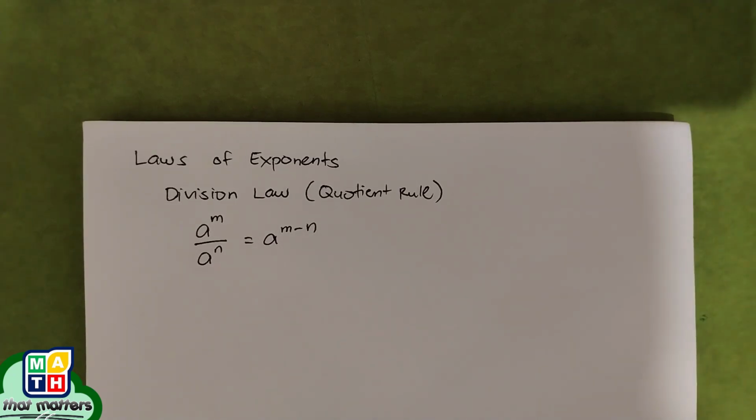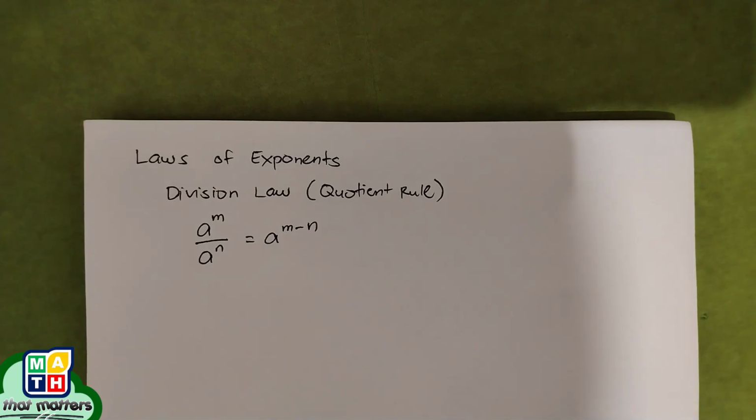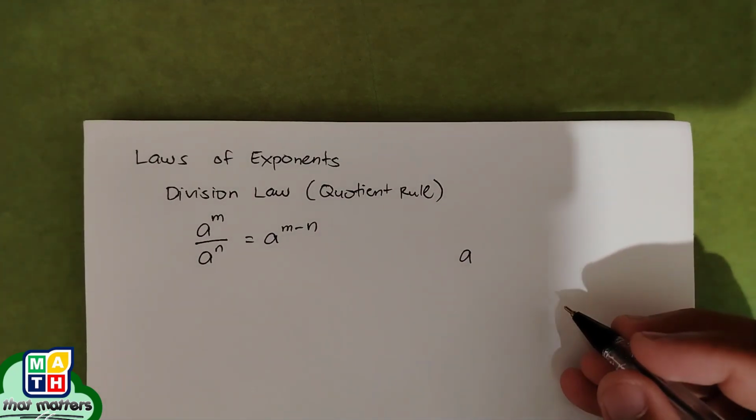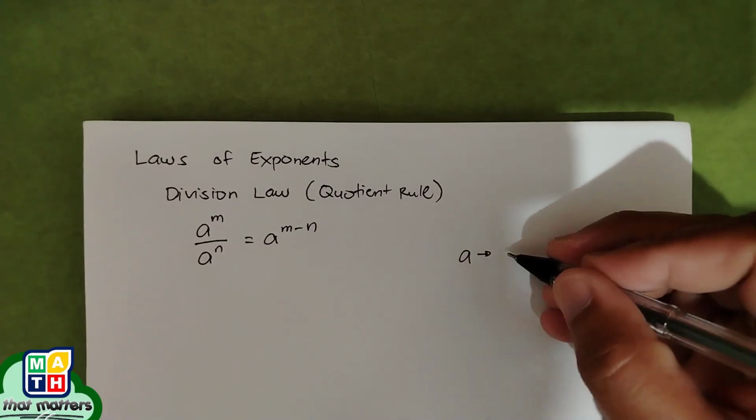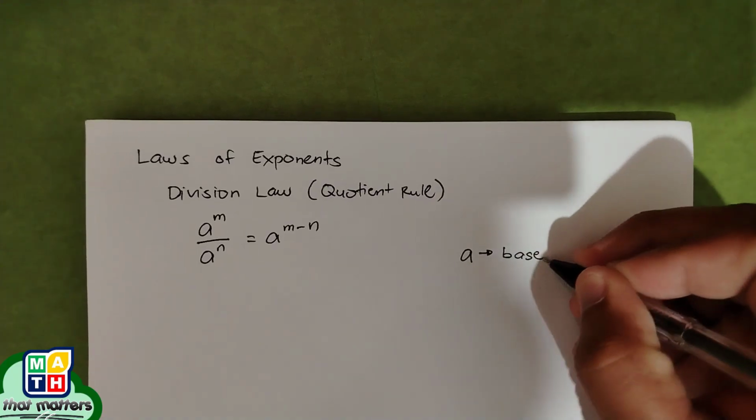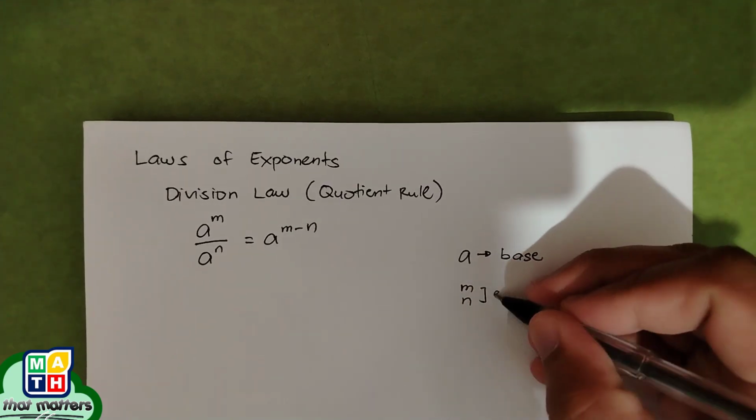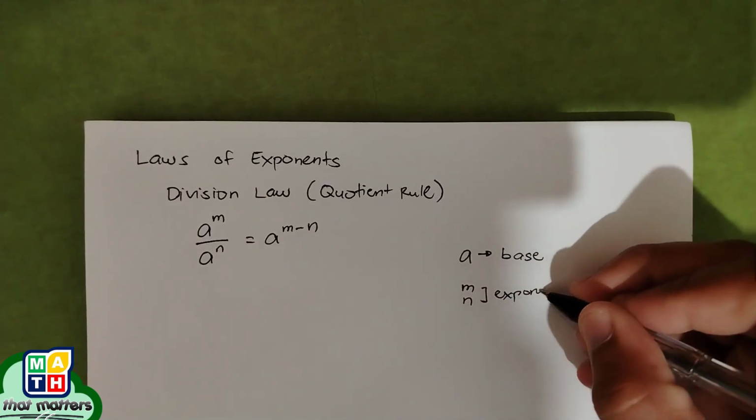Let's show the division law of exponents, also known as the quotient rule, given with the expression a to the power of m over a to the power of n is equal to a raised to the power of m minus n. To do this, let's start with the idea that a here, in our entire expression, is what we call our base. And of course, m and n are our exponents.